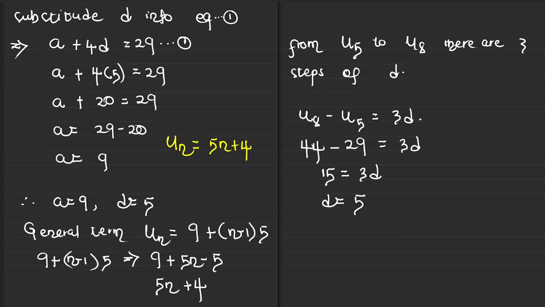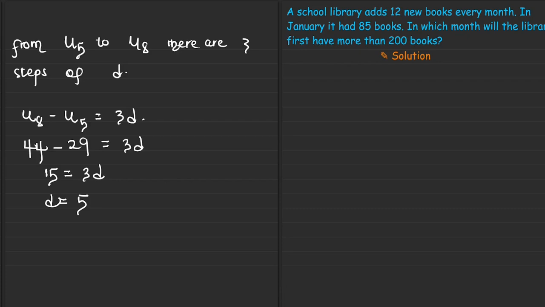That is question number 5, which is an application question. This last question here says, a school library adds 12 new books every month. Now in January, it had 85 books. It says, in which month will the library first have more than 200 books?